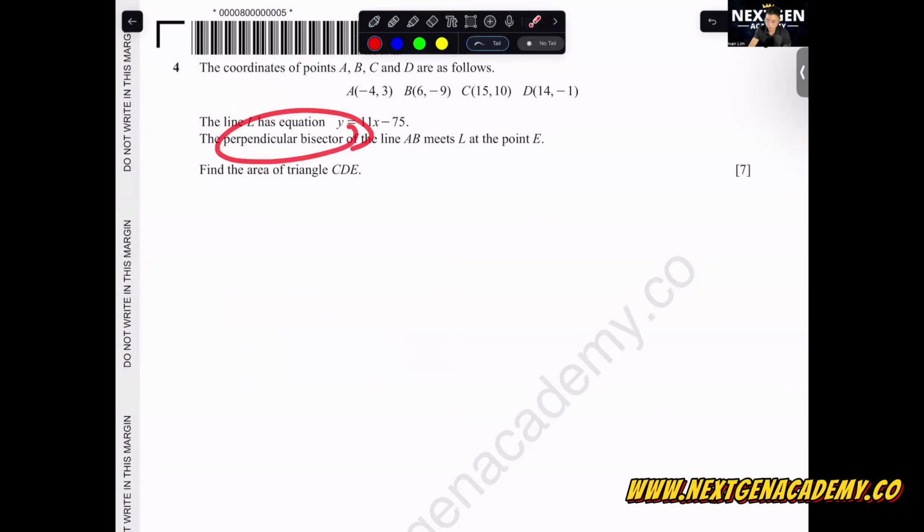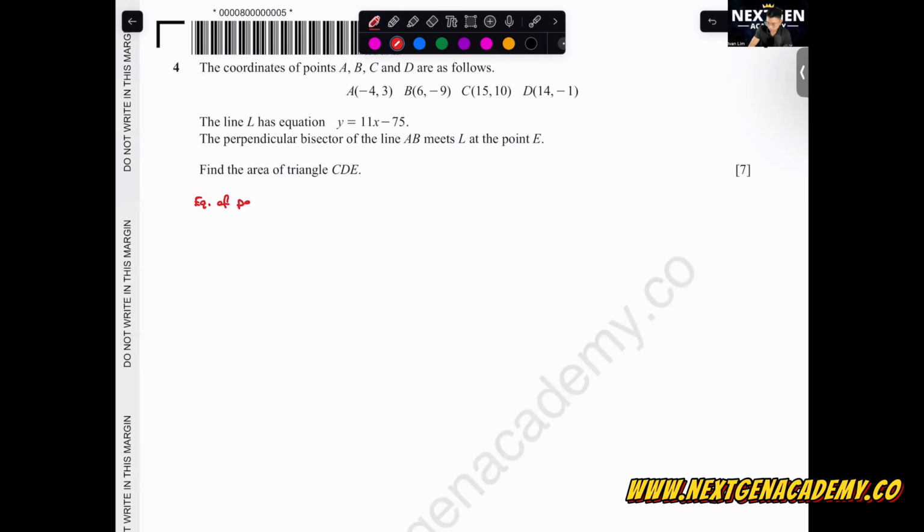Point E is on the perpendicular bisector of AB that meets together with this line. So we first have to find the equation of the perpendicular bisector of AB and equate it with this one to find the point E. Then we find the area of the triangle. We can use the shoelace method, or if you can find a right angle triangle, you can just do half times base times height. Okay, so the first step, let's find point E by finding the equation of the perpendicular bisector first.